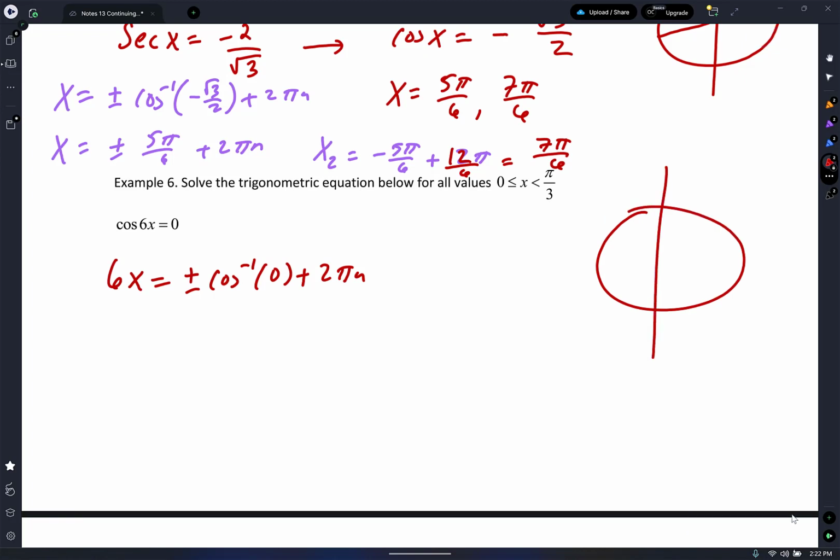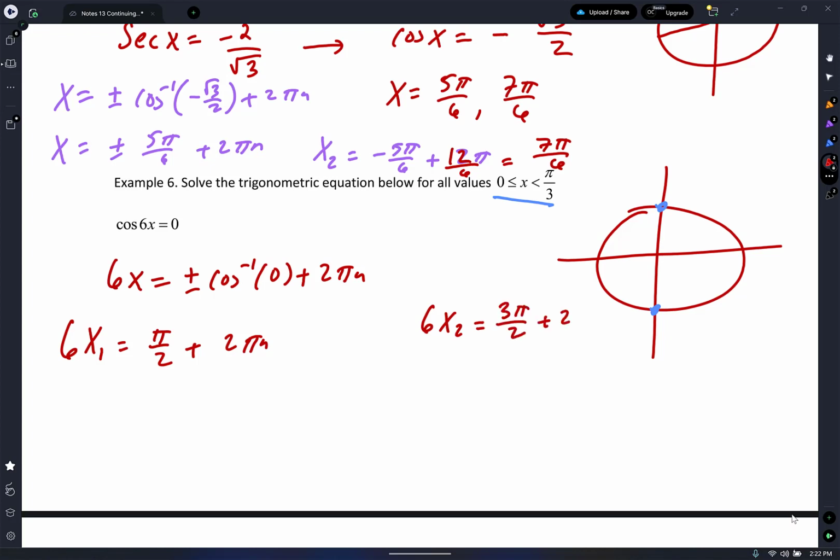Chav, what do you mean by perfect coordinates? Where is cosine 0 on the unit circle? It happens in 2 locations. Correct, but I want it in radians. You said degrees, and I said I want it in radians. Sorry, guys. Sorry, YouTube. Yeah, so you could say 6x1 equals pi over 2 plus 2 pi n. And then you can go over here to the side and write 6x2 equals 3 pi over 2 plus 2 pi n.